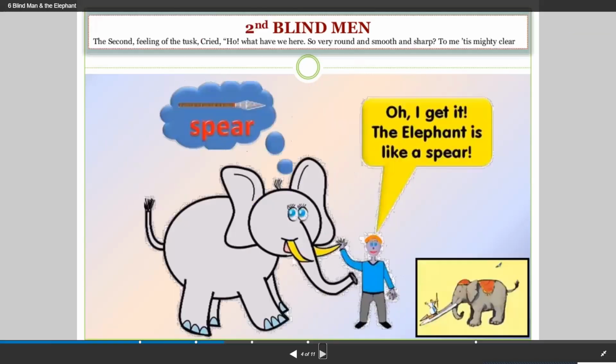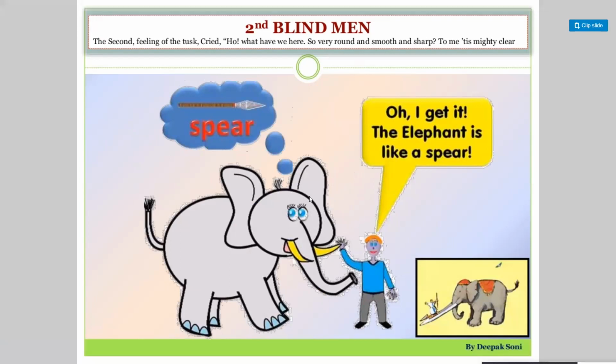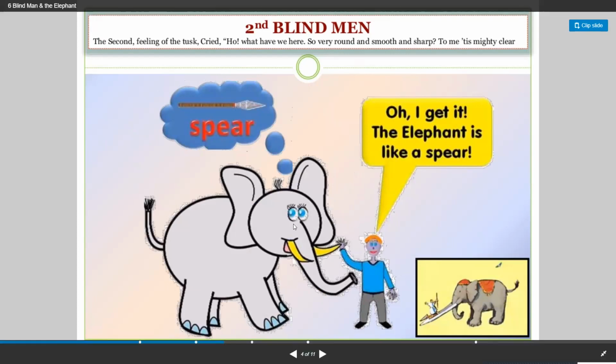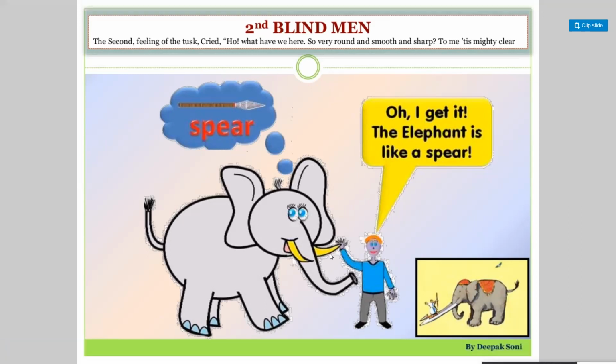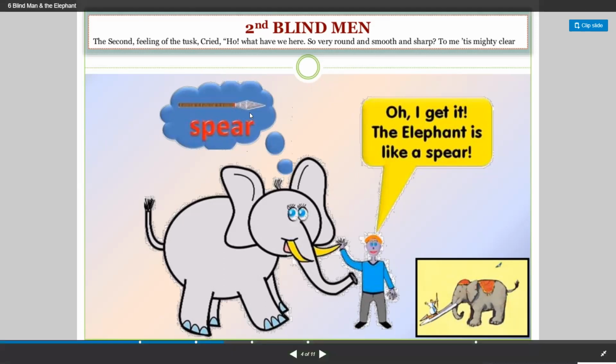Similarly, the second blind man touched the front end, the tusk. Do you understand what a tusk is? Yes sir, the two teeth which point outward. After touching the tusk, that blind man said the elephant might be like a spear, like an arrow or spear. This is the second blind man.